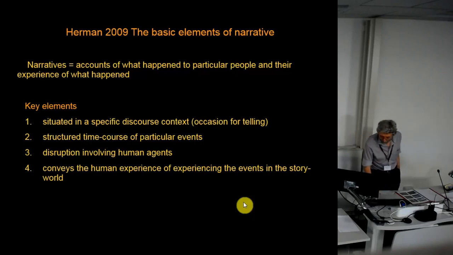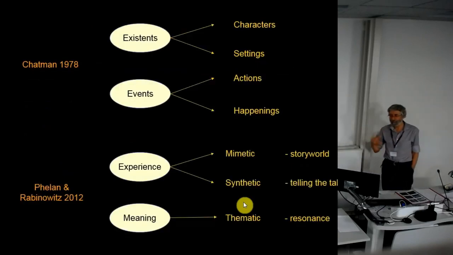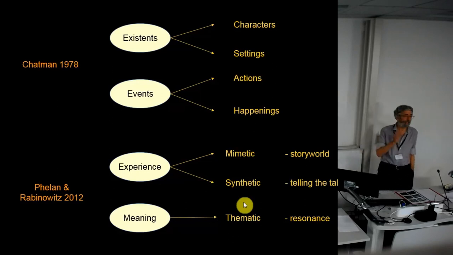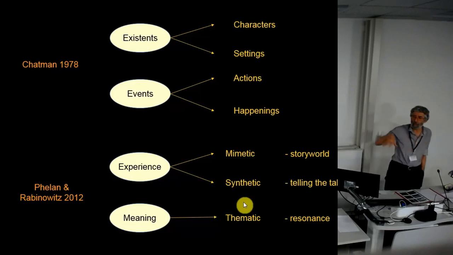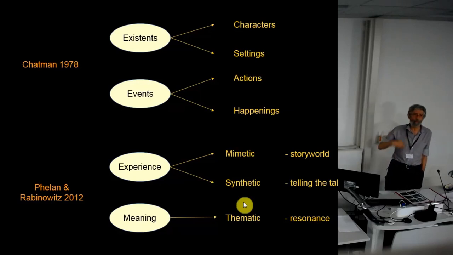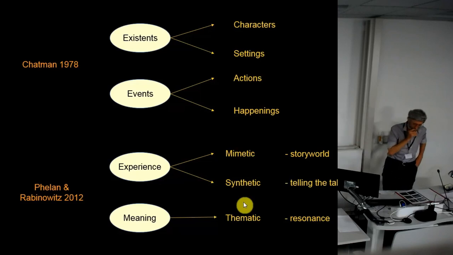Now, going further on, looking at what Seymour Chatman had to say in the 1970s, one of the founding figures of narrative theory, defining how narratives are structured. What are the constituent elements that make a narrative? Well, he says you need the two existents, that's characters, people, individuals, and the settings within which they operate. You also need the events, that's the actions that people do, and the things that happen to them, which actually disturb the equilibrium and move the narrative forward, move the story forward.